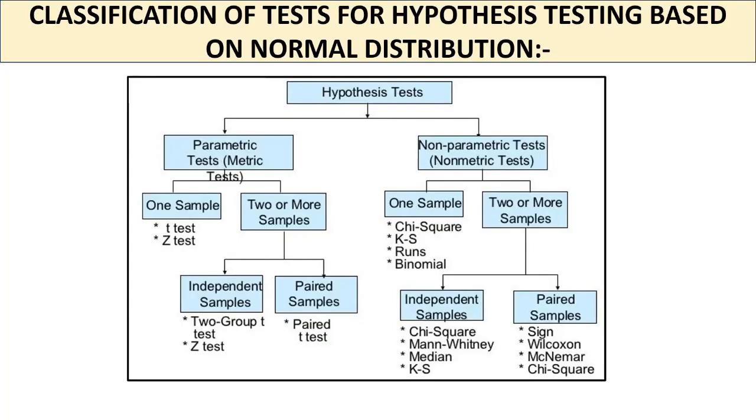So how will you test that? You have to test the hypothesis using these categorical tests. Now I will explain briefly about parametric and non-parametric tests. Parametric test means whenever your data is normally distributed. Suppose your data is given.